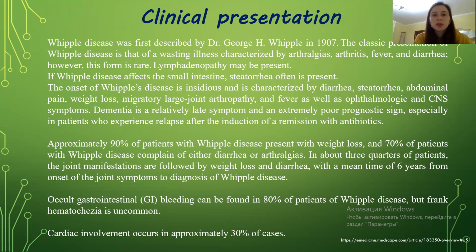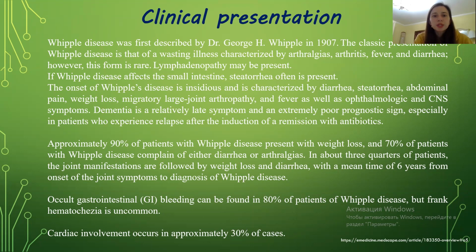The onset of Whipple disease is insidious and is characterized by diarrhea, steatorrhea, abdominal pain, weight loss, migratory large joint arthropathy, and fever, as well as ophthalmological and central nervous system symptoms. Dementia is a relatively late symptom and an extremely poor prognostic sign, especially in patients who experience relapse after the induction of remission with antibiotics.